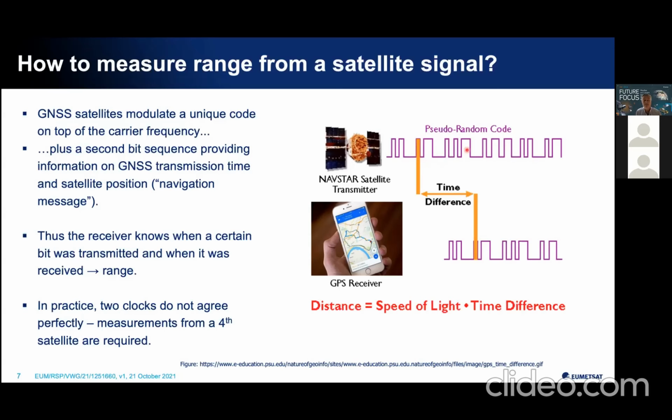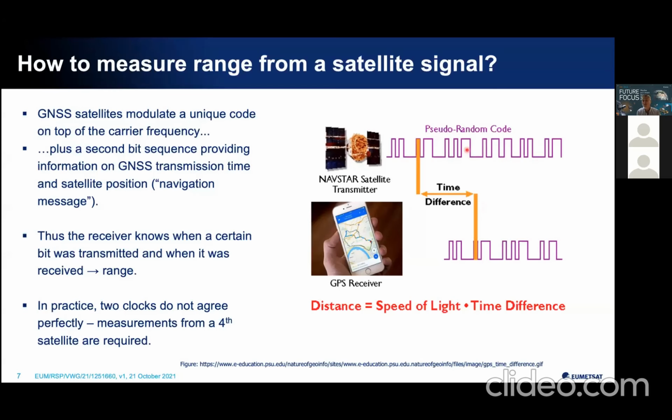And even better, if you find the same portion of that code that you are receiving, and you know when the satellite has sent it off to you, then you can calculate how long the signal took to reach you. And multiplying that by the speed of light gives you the distance. So that's fundamentally how GPS or any global navigation satellite system works. You are measuring the time difference between the transmission and the reception of the signal.